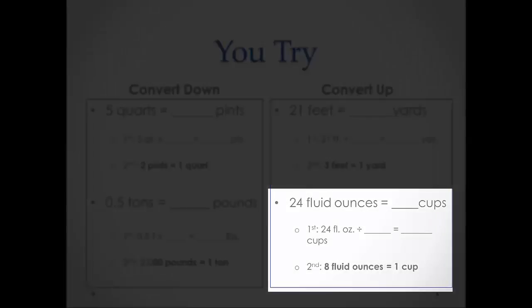Finally, I'm going to convert from 24 fluid ounces up to cups. I notice that fluid ounces is smaller than cups, so I'm going to take what I know, 24 fluid ounces, I'm going to use division, and I'm going to convert that by using my relationship. So I'm going to take 24 fluid ounces divided by whatever is in my relationship, which is 8 fluid ounces. So 24 divided by 8 equals 3 cups. Again, 24 fluid ounces is the same thing as 3 cups.